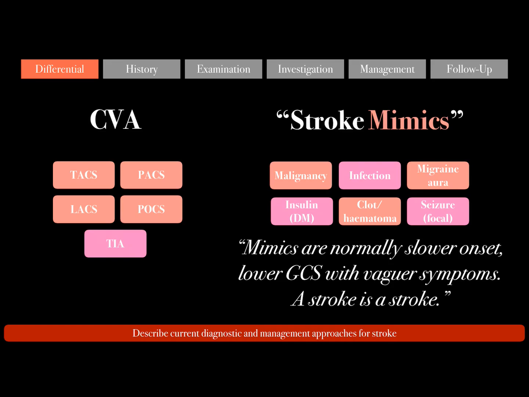So, rule of thumb, nice little tidbit from neurology. Mimics are normally a slower onset. The patient will have a lower GCS and vaguer symptoms. A stroke is a stroke. It's a boom. It's a cerebrovascular accident. It's a sudden thing and then bam, the patient has symptoms. It's not slowly coming on like a slow-growing tumour or an abscess.